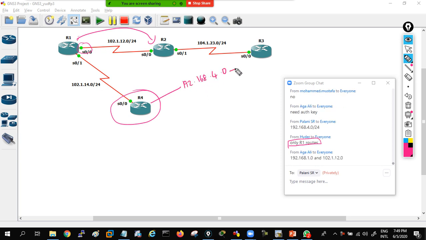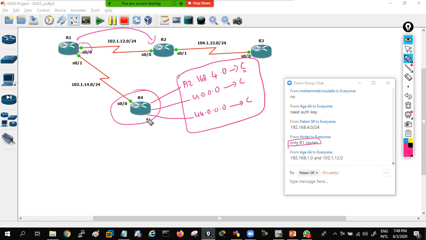192.168.4.0, this is a connected network, right? And there is one more, 4.0.0.0, this is also a connected network. And 44.0.0.0, this is also a connected network. These networks, by default, router 4 knows. Then what else is it going to receive? That's what I'm asking.